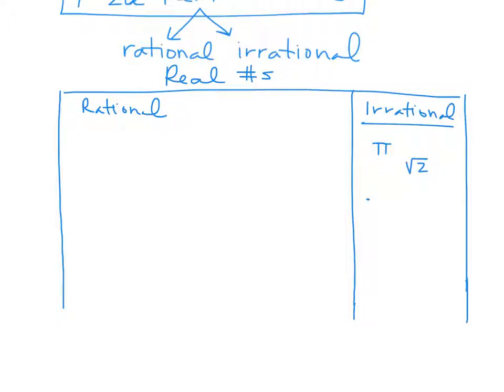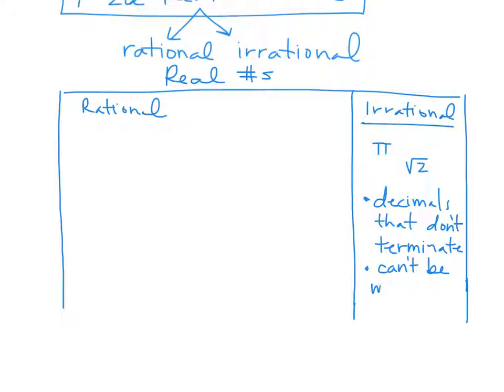So this is decimals that don't terminate. What does terminate mean? End. Okay, decimals that don't terminate or decimals that don't end, okay, would fall under the irrational. Or you can say they can't be written as a fraction. Sorry, this is so messy. Okay, so that's the irrational numbers.